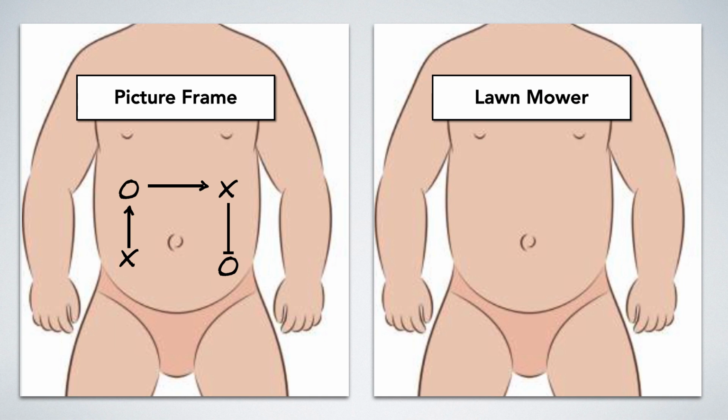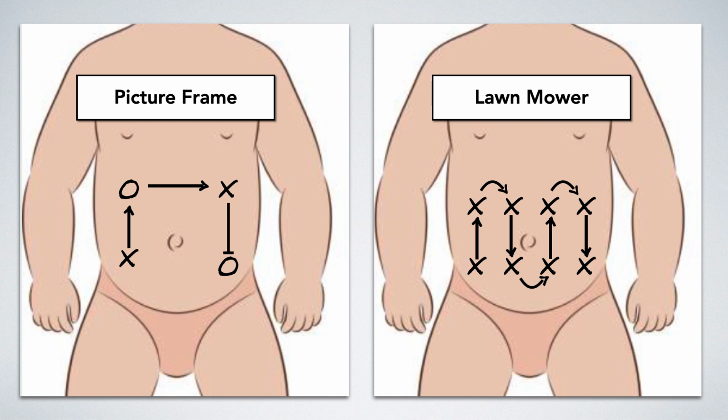The second approach is the lawnmower approach. You'll still start in the right lower quadrant, but you'll traverse back and forth across the abdomen, going from the right side of the abdomen to the left side of the abdomen.